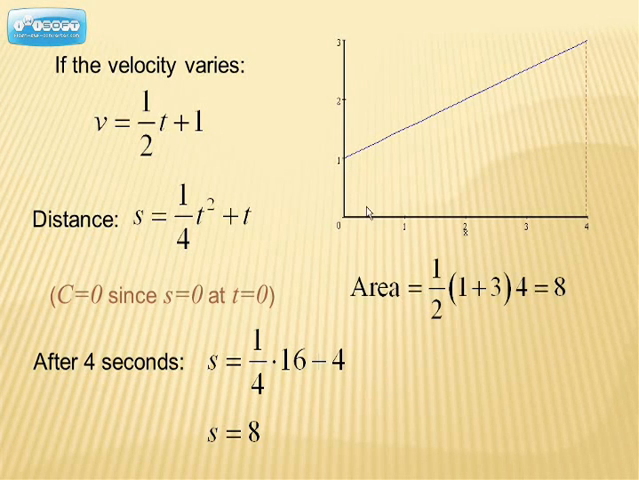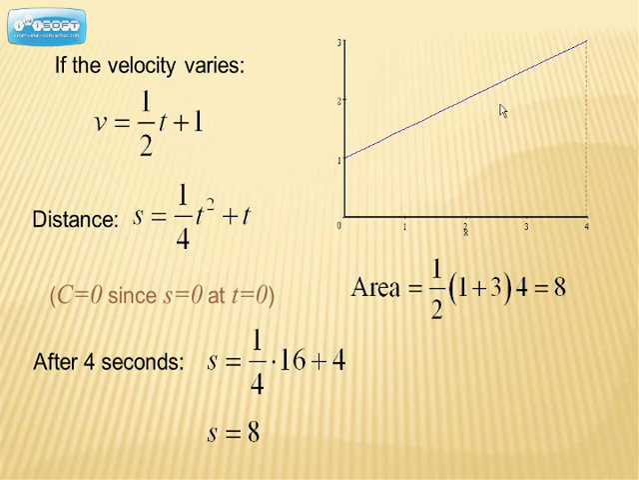Our base is 1. Our second base is now 3. Thus we got our 1 plus 3. Area of a trapezoid formula, 1/2 b1 plus b2 times your height. And your height here is 4. And notice that that answer ends up being 8.